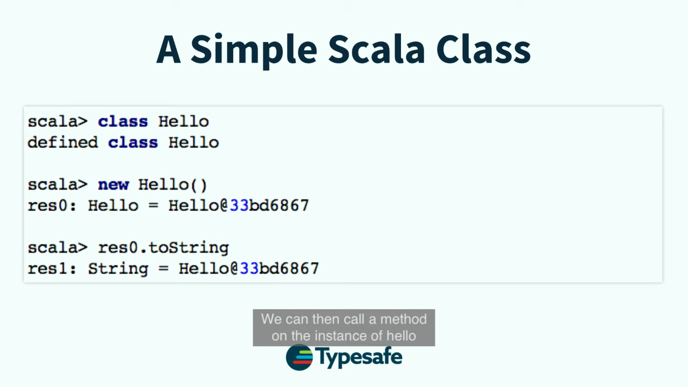We can then call a method on the instance of hello by saying res0.toString, which will return a string representation of the instance of the class. In this case, its location inside of the Java heap, the memory space inside of the JVM.